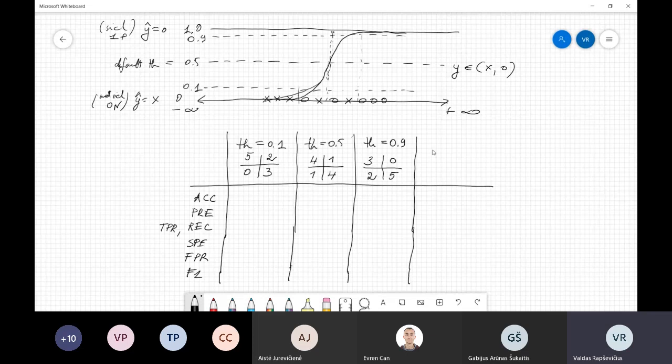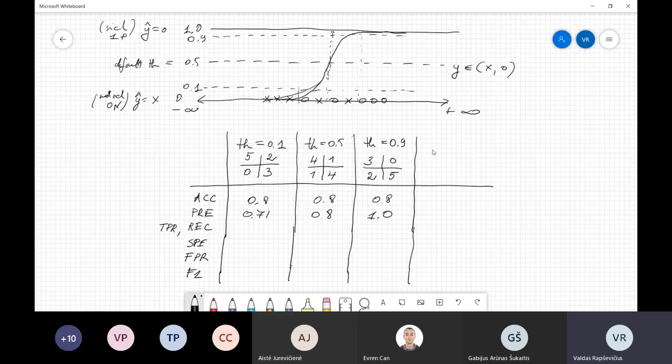I will write down what we basically get here. Since we have 10 samples, it's simple. We have 8 correctly identified, so we have 0.8. Here 8 correctly as well, 0.8. 8 correctly as well, 0.8. Now the precision: we have 5 out of 7, which is 0.71. Here it is 4 out of 5, so again 0.8. Here it's 3 out of 3, so this is 1.0.